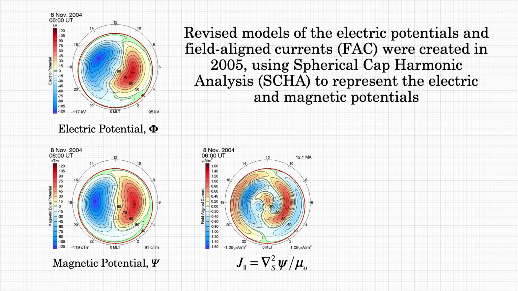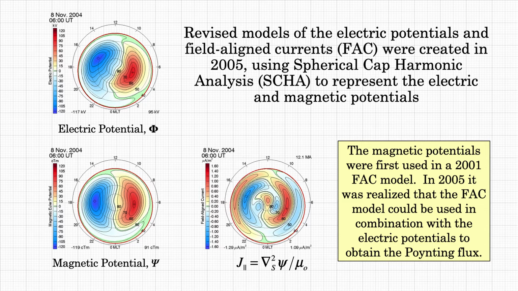Revised models of the electric potentials and filament currents were created in 2005. These new models use spherical cap harmonic analysis to represent the electric and magnetic potentials. The magnetic potential is used to derive the field line current through the two-dimensional Laplacian operator. These potentials were first used in a field line current model in 2001.